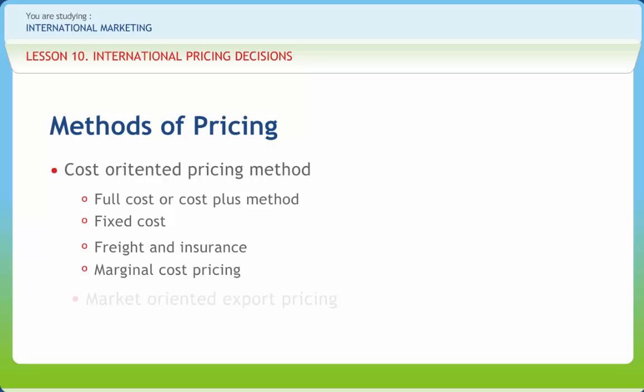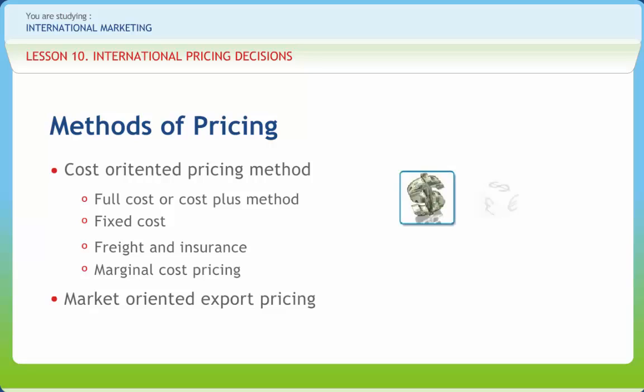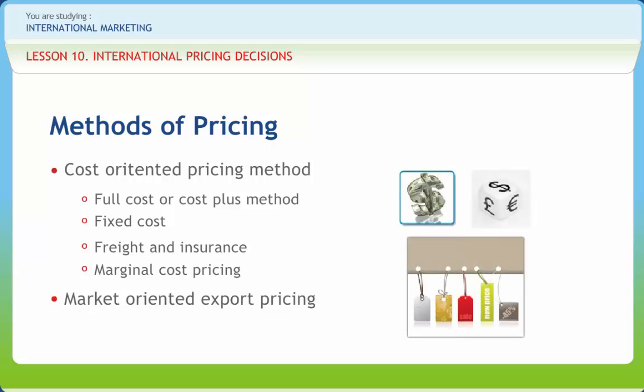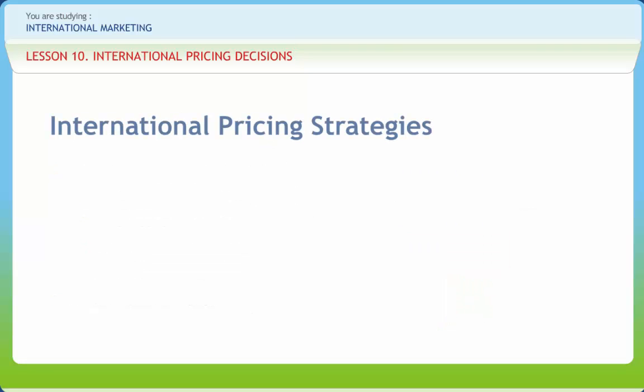Second is market-oriented export pricing. The costs are no doubt important, but the competitive prices should also be considered before fixing the export price. The final determination of base price should be made after considering all other elements of marketing mix. Within these elements, pricing strategy is an important part of fixing the international price.